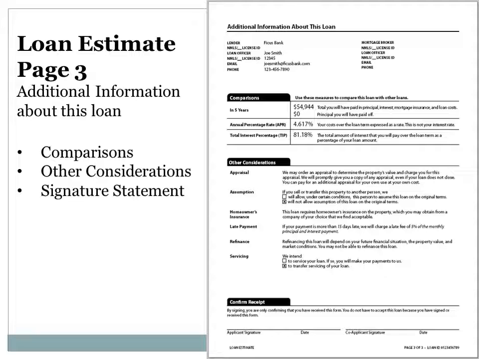Down at the bottom, you'll see other considerations. Those are some general statements. We have an appraisal statement, an assumption as to whether or not the loan is assumable, homeowner's insurance, that it is required on the loan and that the borrower has the right to choose their own provider, late payments, a refinance statement, as well as a servicing statement. The last section down at the very bottom is just a confirmation statement that the borrowers can sign confirming receipt of the loan estimate.